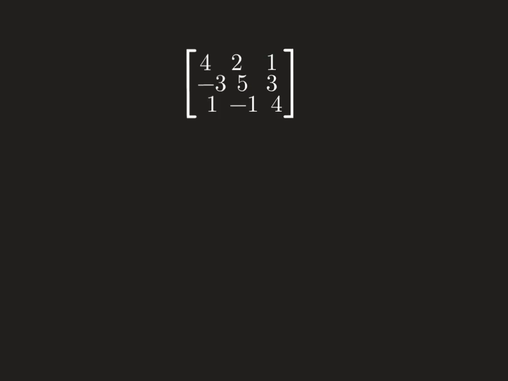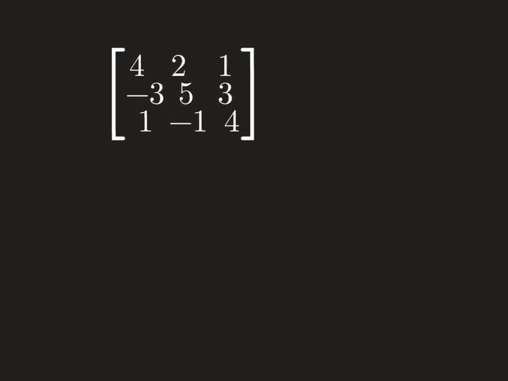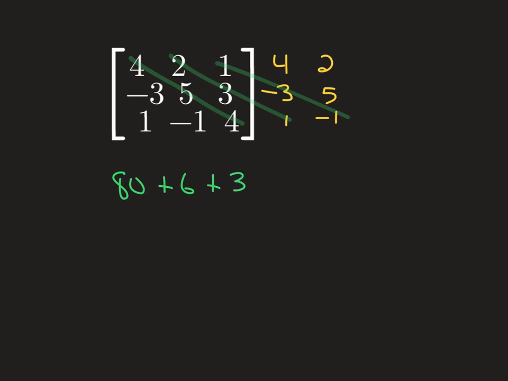Okay, one more 3 by 3. Start off again, recopy the first column, 4, negative 3, 1. Recopy the second column, 2, 5, negative 1. And then you can do your diagonals. So first of all, I'm going diagonally this way. I'm going to multiply those diagonals together, and I would get, let's see, 80 plus 6 plus 3. Notice I'm adding going that direction. Then I'm going to go the opposite way. I'm going to go diagonal this way, this way, this way, and I'm going to subtract those. So I'm going to get minus negative 24, minus negative 12, and then minus 5.